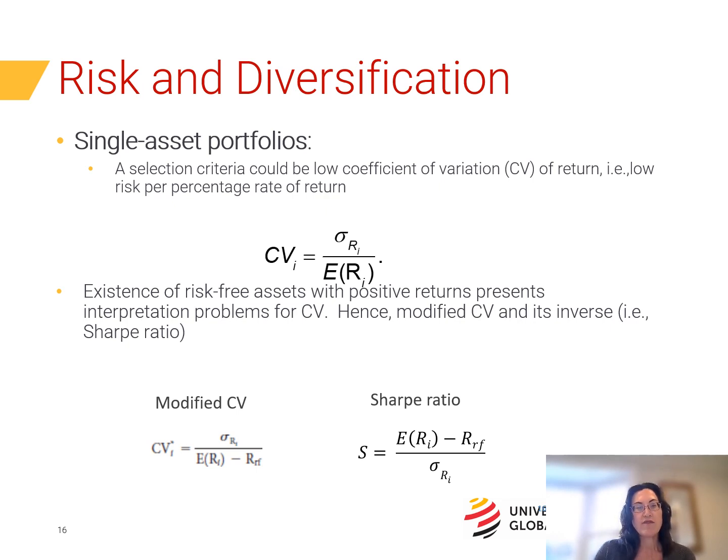The inverse of the modified CV is the Sharpe ratio. It tells the investor the ratio of excess return over the risk-free rate to the standard deviation. It gives the investor the value of excess return per unit of risk. The higher the Sharpe ratio, the better the portfolio, since the investor will receive a higher mean excess return per unit of risk.